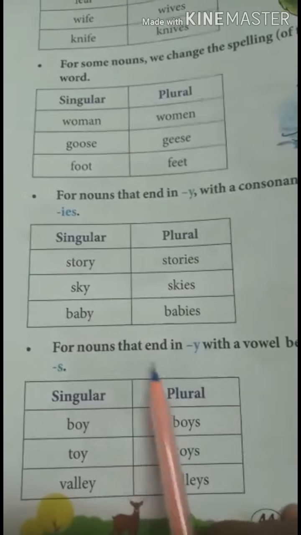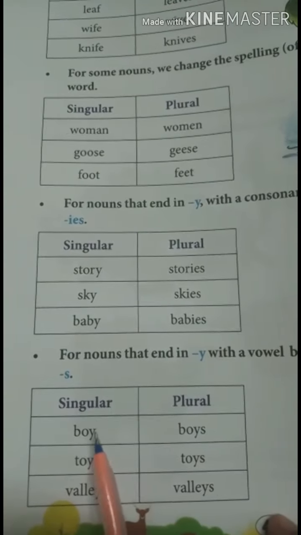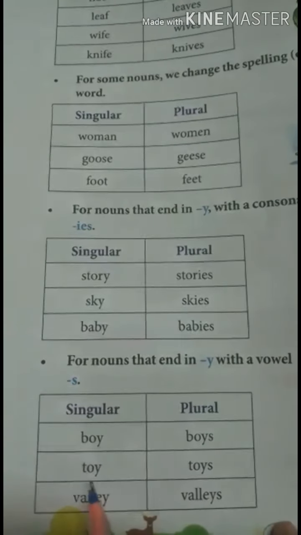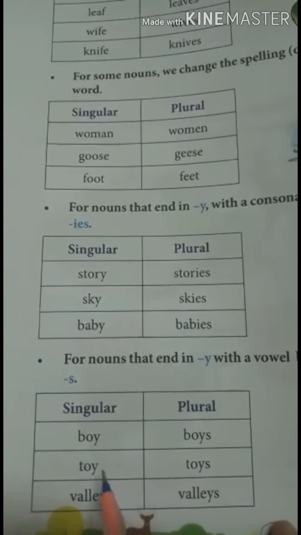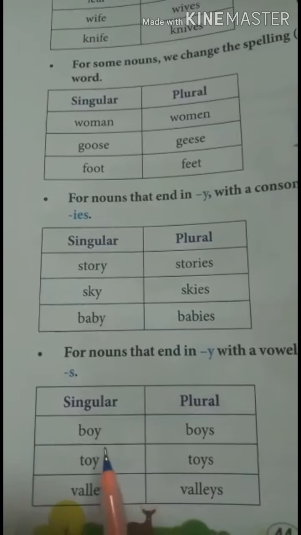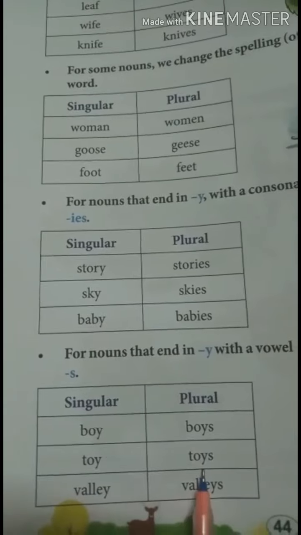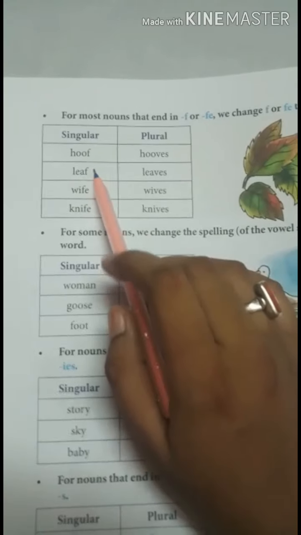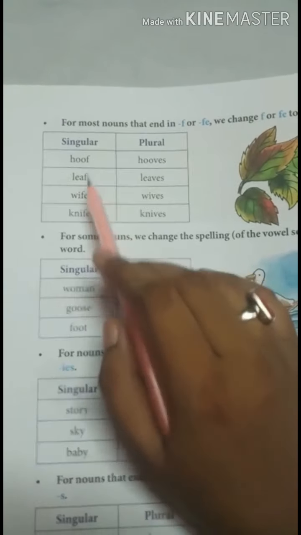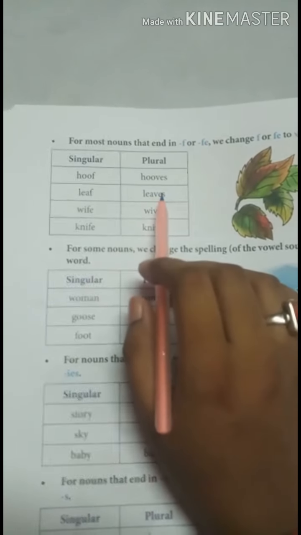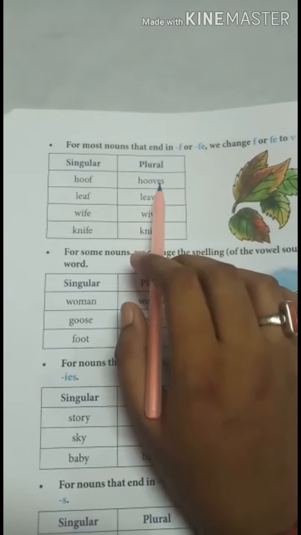But for nouns that end in Y with a vowel before it, like O or E, we don't drop Y but add S, like boys, toy, toys. When the last letter is F or FE, this changes into ES, VES.